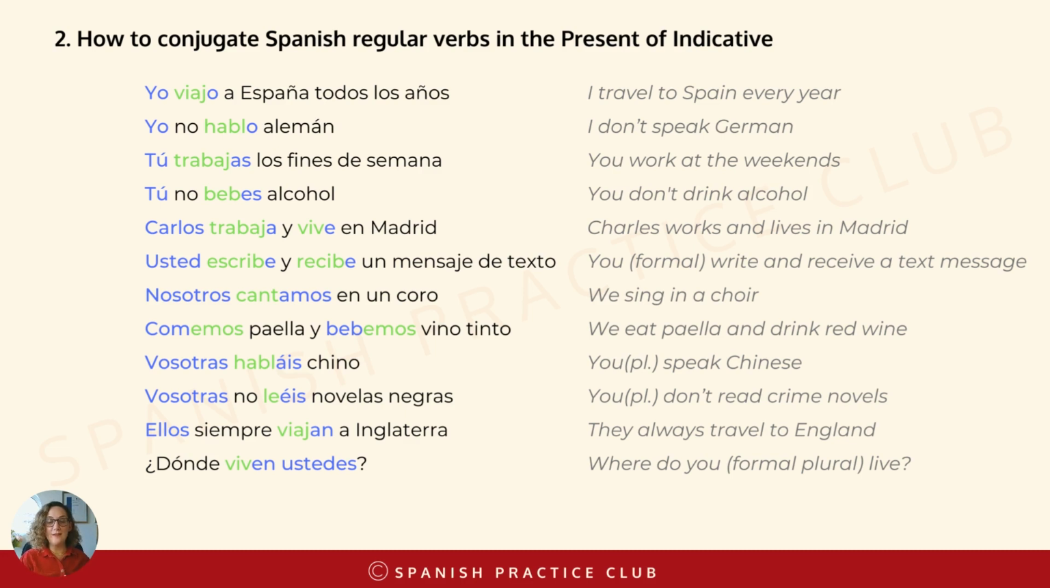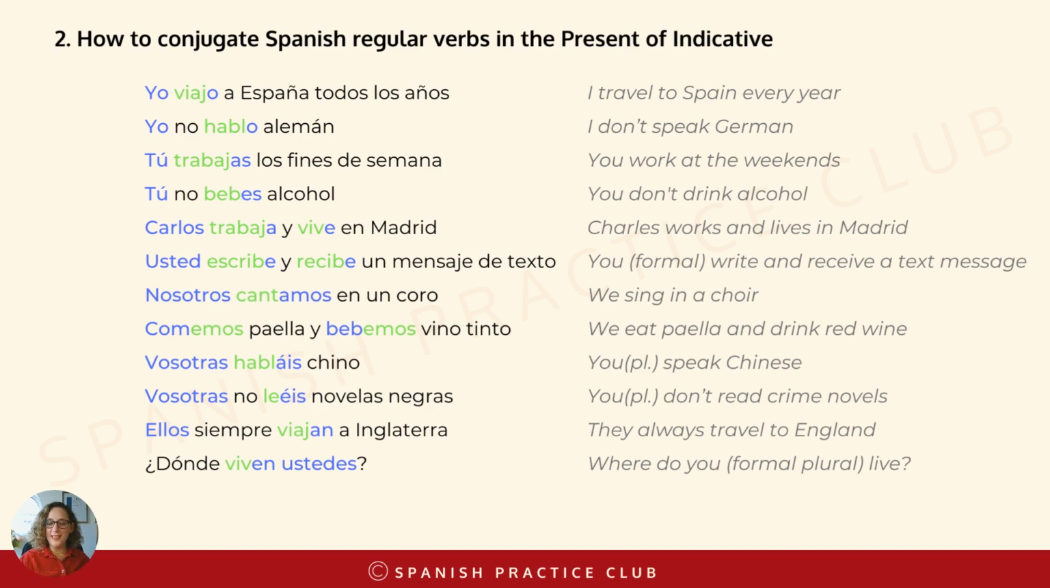Charles works and lives in Madrid. Carlos trabaja y vive en Madrid. You write and receive a text message. Usted escribe y recibe un mensaje de texto. We sing in a choir. Nosotros cantamos en un coro. We eat paella and drink red wine. Comemos paella y bebemos vino tinto.